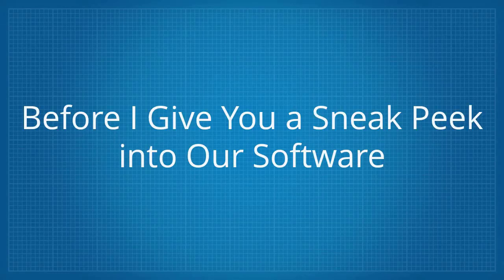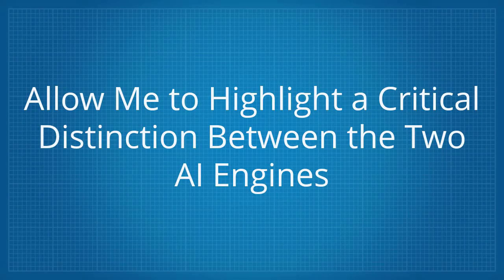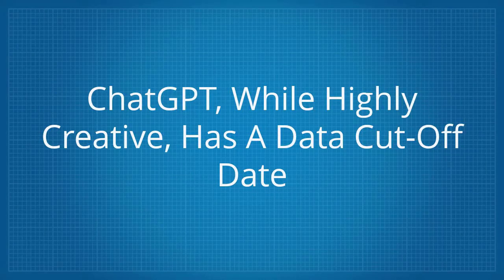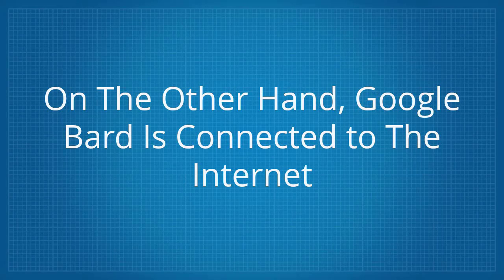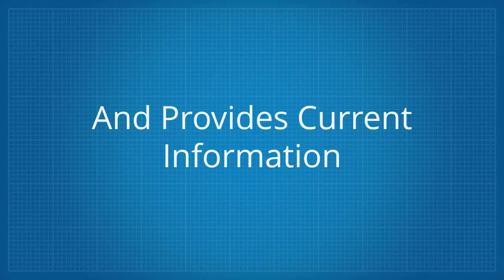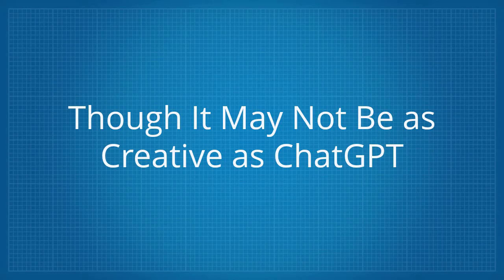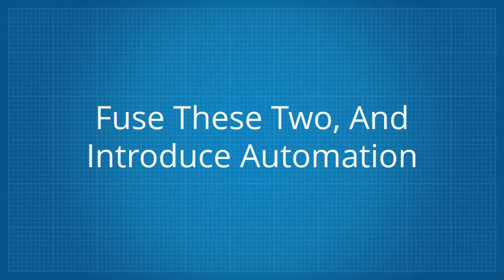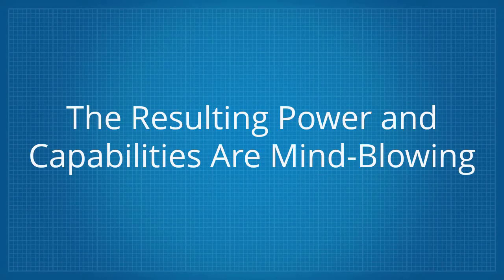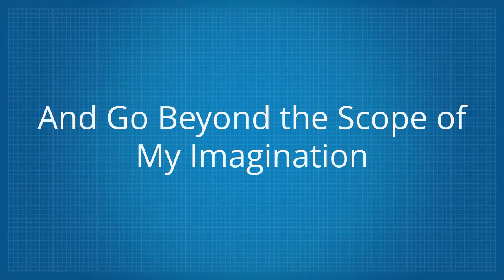Before I give you a sneak peek into our software, allow me to highlight a critical distinction between the two AI engines. ChatGPT, while highly creative, has a data cutoff date, meaning it isn't connected to real-time, up-to-date information. On the other hand, Google Bard is connected to the internet and provides current information, though it may not be as creative as ChatGPT. But imagine what happens when we fuse these two and introduce automation. The resulting power and capabilities are mind-blowing and go beyond the scope of my imagination.